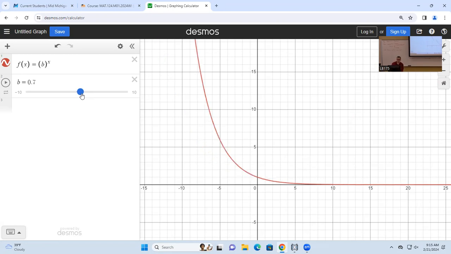And as your base changes, it just gets steeper and steeper. And by the way, if you let our base be negative, you see you can't graph most of those. So if you have a negative base, you'll see that there's no graph there. So 0.1, 0.3, 0.4.